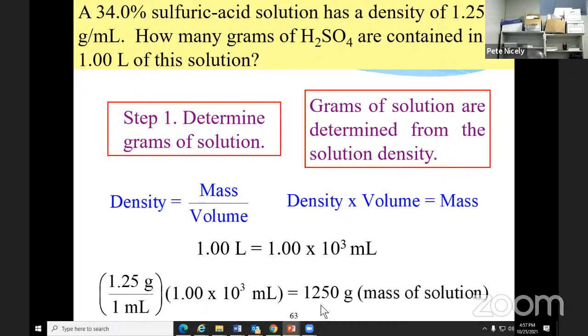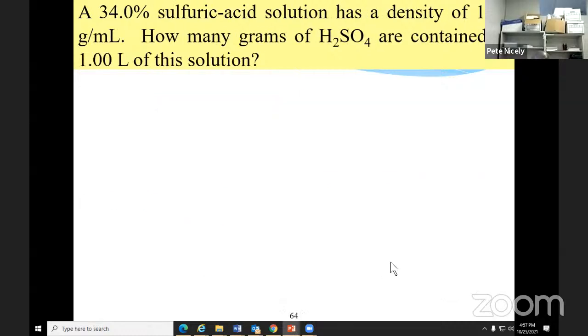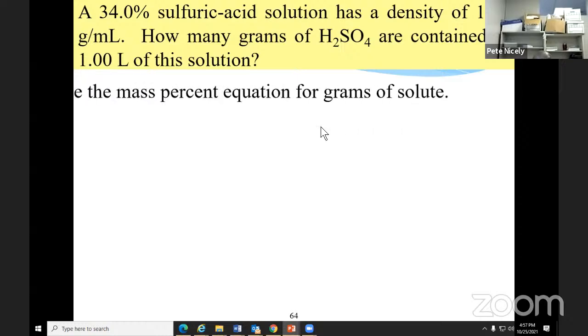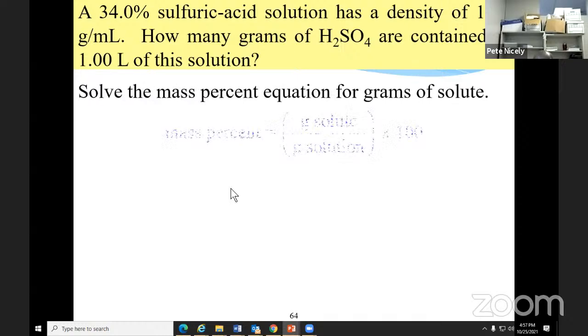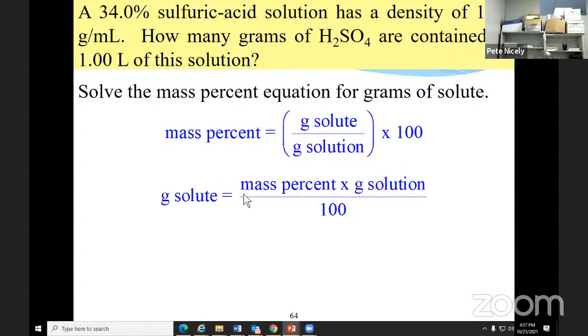gives you the mass, which is 1,250 grams, which is the mass of the solution. But the question is asking for the mass of the solute, which is the sulfuric acid. How do we find that? Well, we take this mass, which is the mass of the solution that we just calculated, 1,250, and we multiply that by the mass percent.